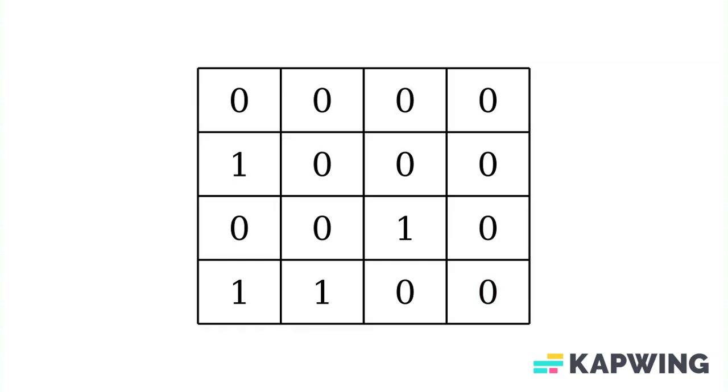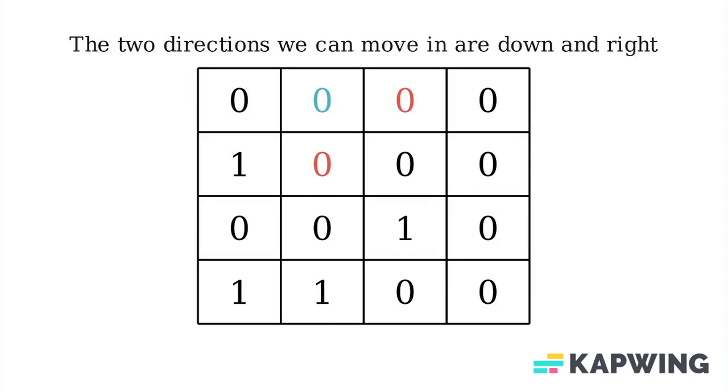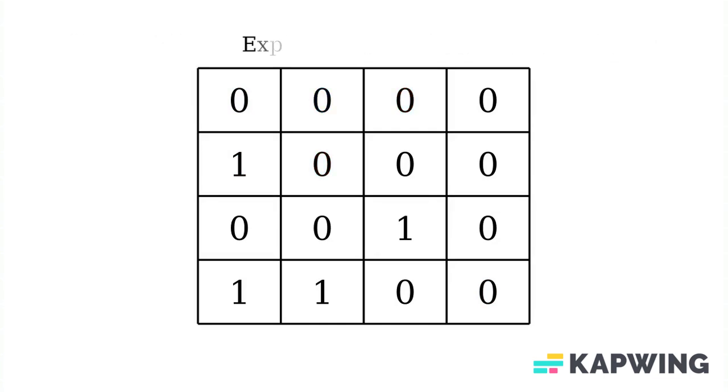In the grid, 0 represents a path, and 1 represents an obstacle. We can move in two directions, down and right. We need to return the count of all possible unique paths.